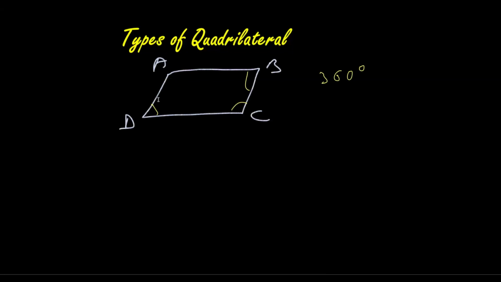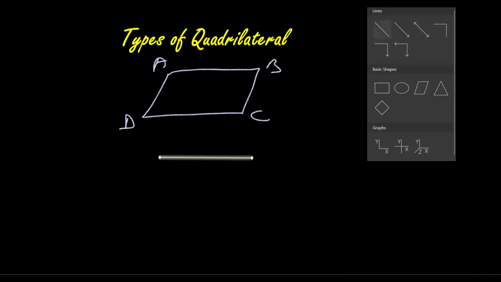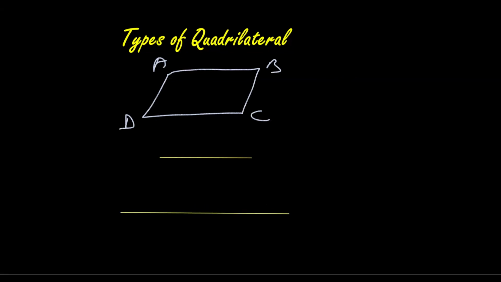Now let's do some modification with this quadrilateral. If I make some changes over here, this time what I'm going to do is draw a pair of its sides as parallel. So I draw this pair.